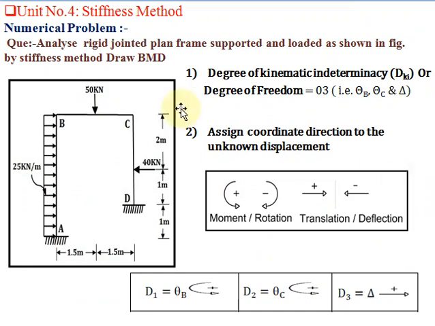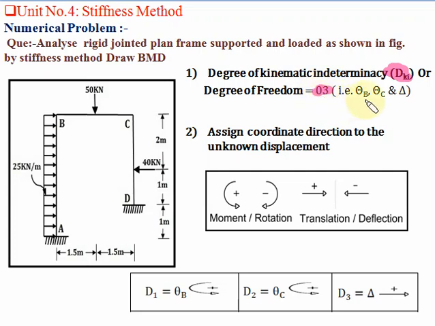In the last video, we have already seen the statement of the numerical problem. The statement was: analyze the rigid jointed plane frame supported and loaded as shown in the figure by the stiffness method, and draw the bending moment diagram. In the last video we first checked whether it is a sway frame or a non-sway frame. This is a sway frame, and then we calculated the degree of kinematic indeterminacy. The degree of kinematic indeterminacy is 3.